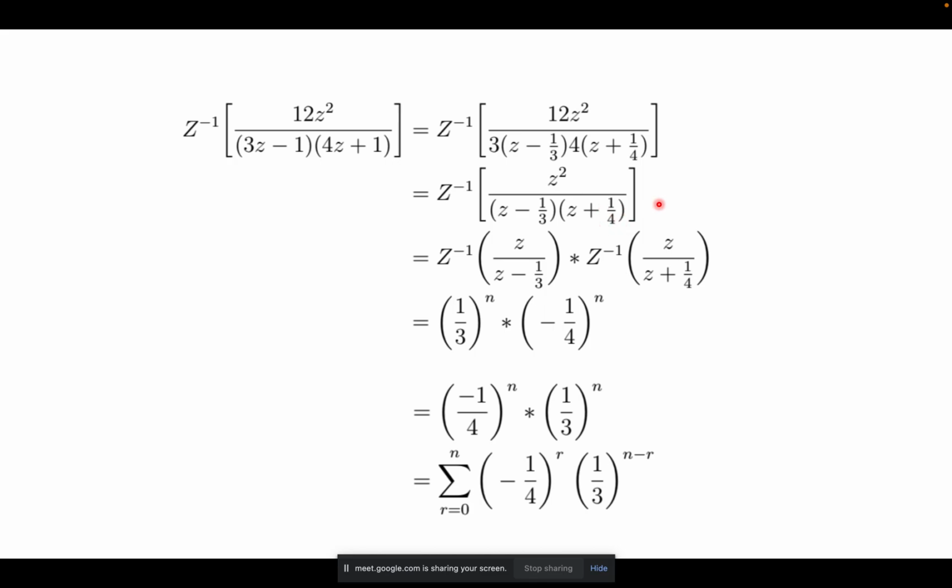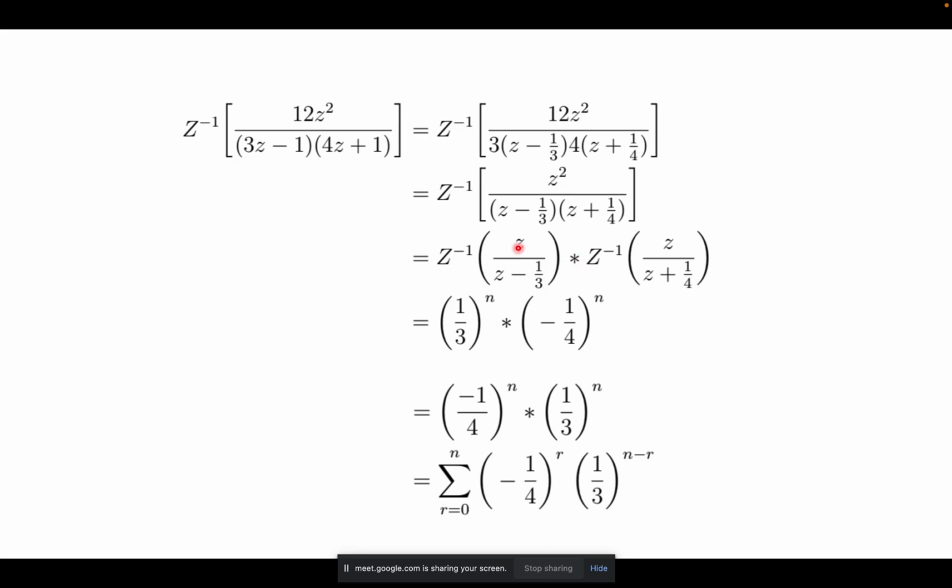So here what you can do, you can again use the convolution theorem of the z transform, and you can rewrite it like this. So basically you can take one function as z upon z minus 1 by 3, and you can take the other function as z upon z plus 1 by 4, and again you can use the convolution theorem of z transform.